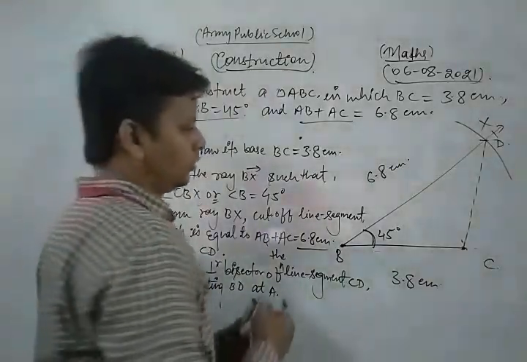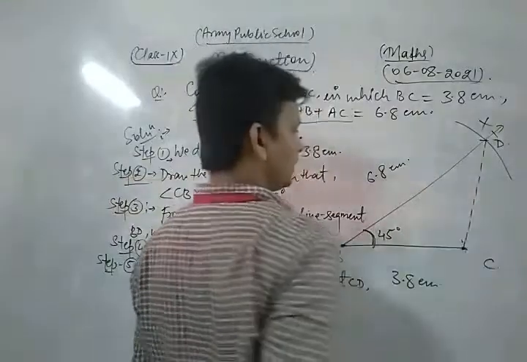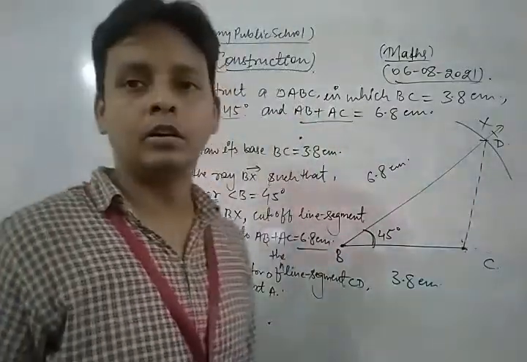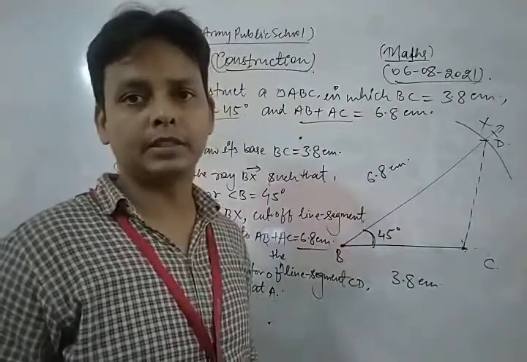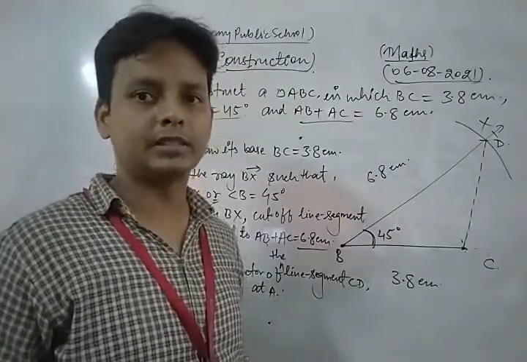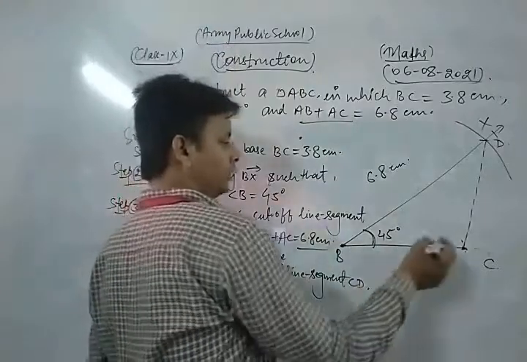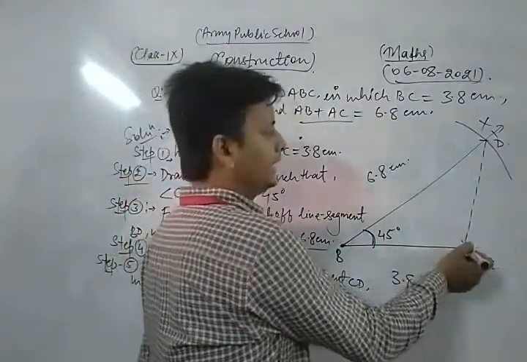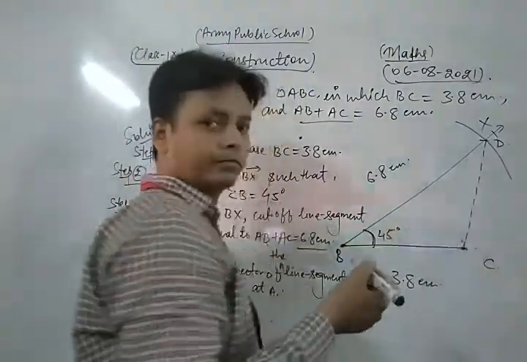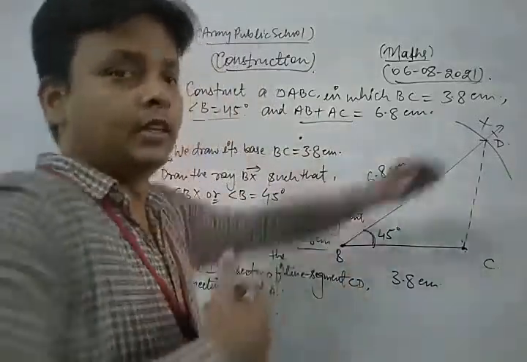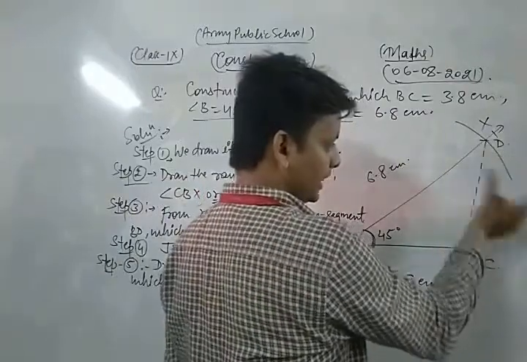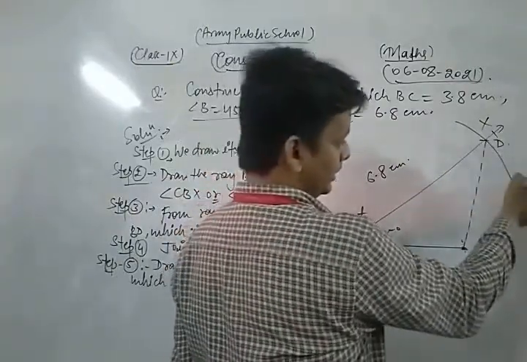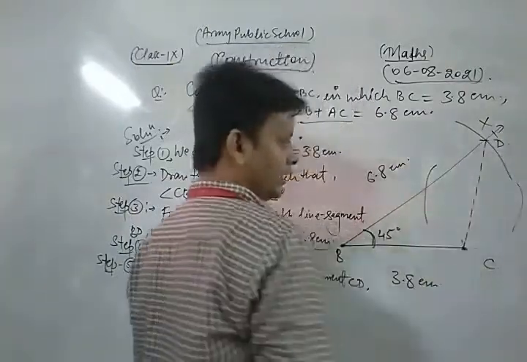Now what is the process to construct the perpendicular bisector of a given line segment? We already discussed that topic. First of all, taking C as center and distance equal to more than half of CD, we cut a pair of arcs on each side of the given line segment, like in this scene.